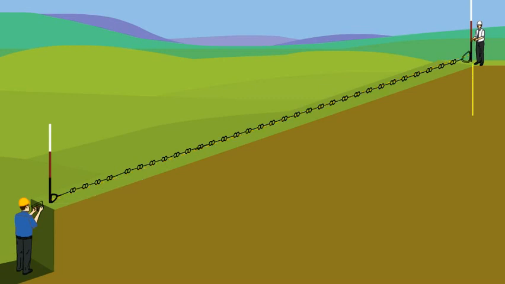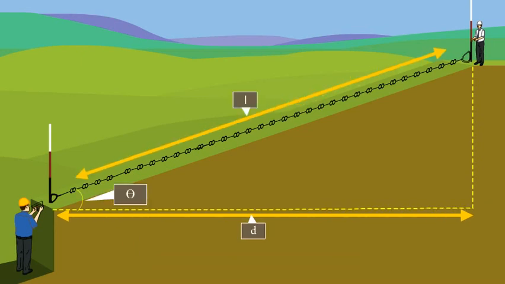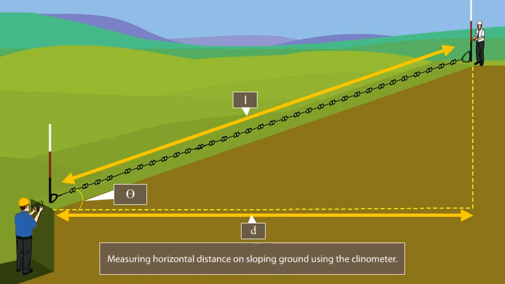To know the horizontal distance of the slope D, the surveyor applies the formula D = L cos theta. This is how you can measure the horizontal distance on sloping ground using the clinometer.